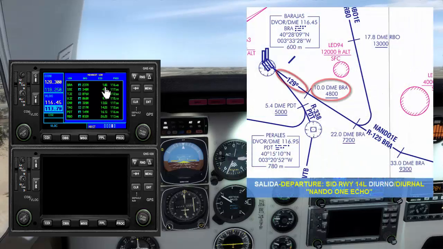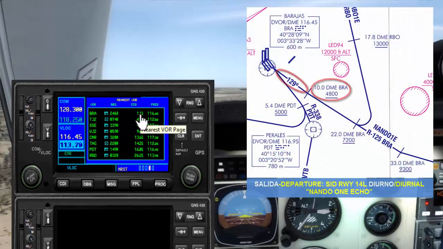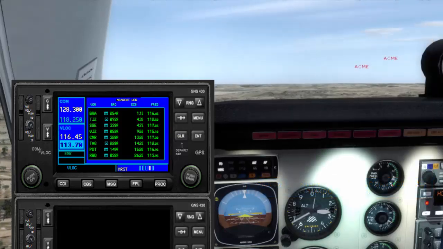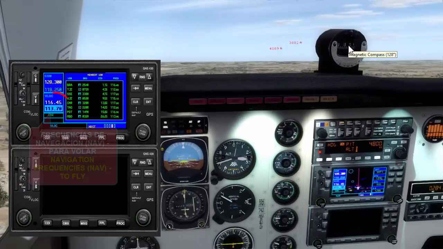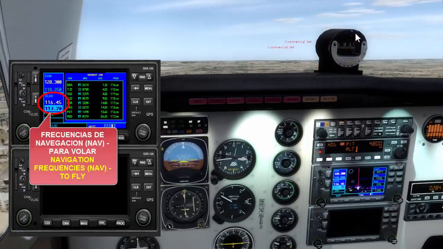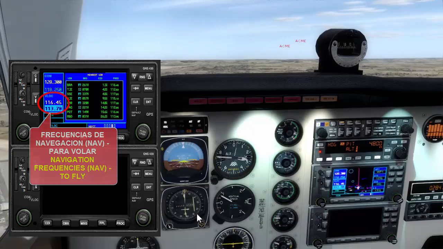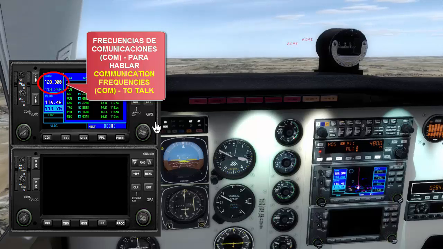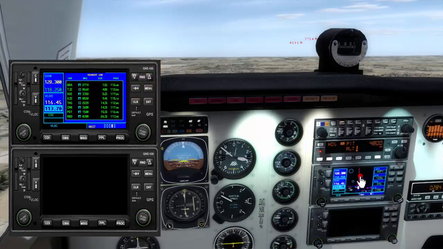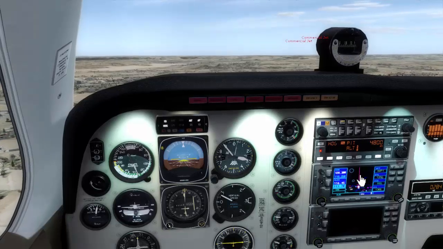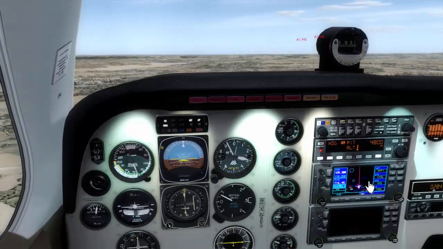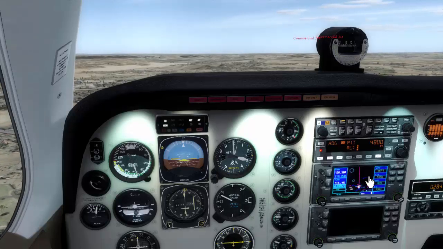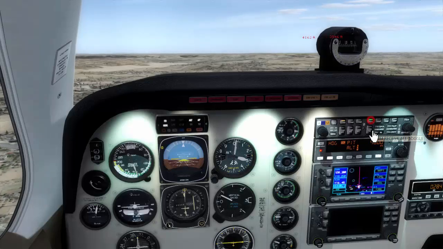Again, we have the climb checklist. And there we have the NANDO ONE ECHO departure, and what we will be doing right now is to follow the nearest page to know our distance to the Madrid Barajas VOR. And remember, nav frequencies are to fly and COM frequencies are to talk. So if you need to talk with the air traffic controller, your frequency is a COM frequency. If you need to follow radials, follow an ILS approach and stuff like that, your frequency is a nav frequency. Remember that, okay? Because many people don't know the basic role of frequencies.